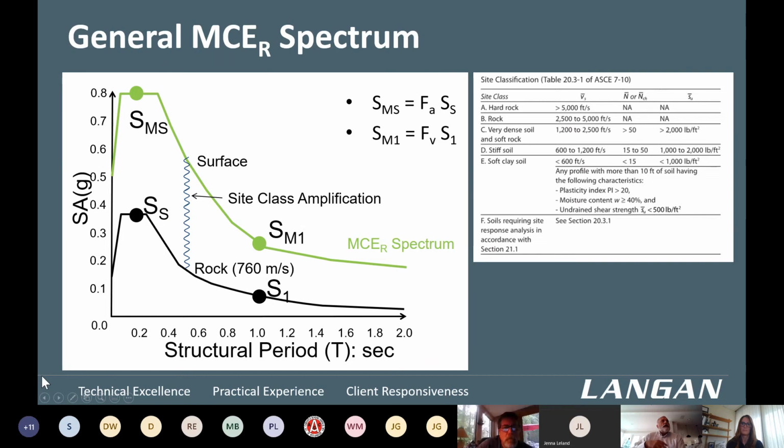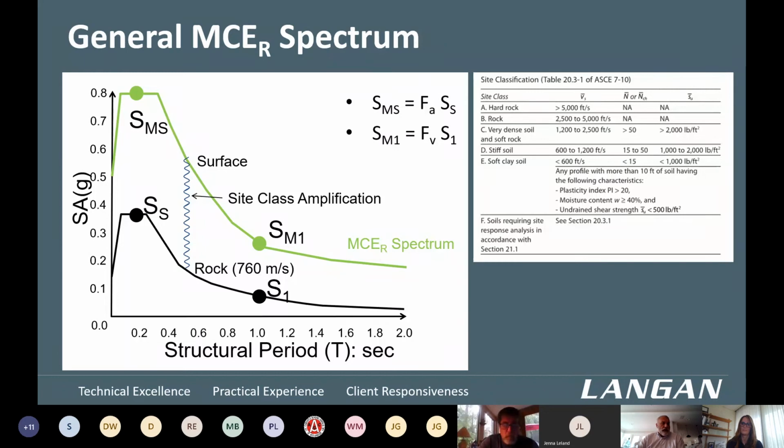And those maps that the USGS generates are for these reference rock conditions. But as I described before, soil, when you are in different kinds of sites, and we classify these sites, as you can see on the right side of this slide, from hard rock all the way to soft soil. And the degree to which these reference values get modified is based on amplification factors.